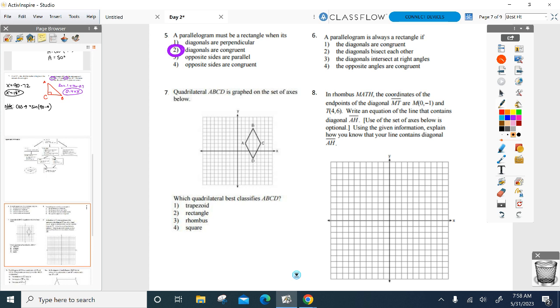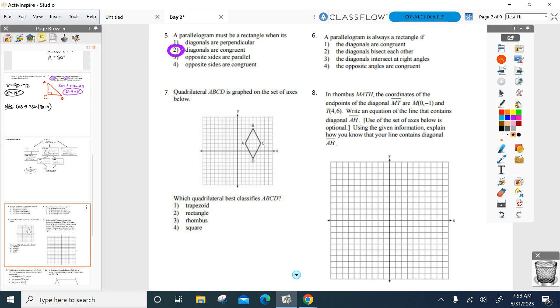Hey, let me just go through each choice first. Why I just circled 2. Diagonals are perpendicular. That's a rhombus. Opposite sides are parallel. That's still a parallelogram. That doesn't make it into anything because that's just a property of a parallelogram. Same thing. Opposite sides are congruent. It's still a parallelogram. Doesn't change it into a rectangle until the diagonals are congruent.